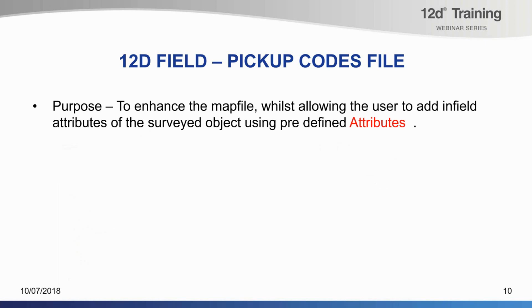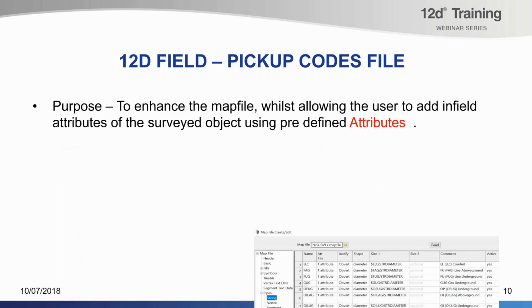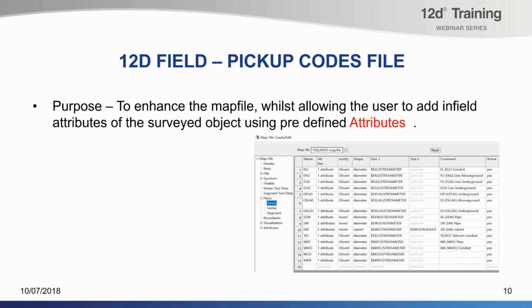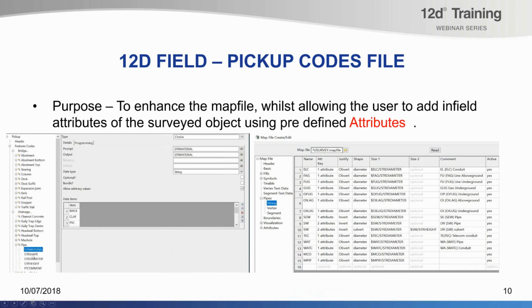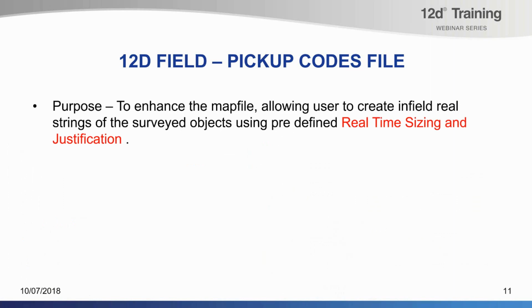Again, the purpose is to enhance the map file whilst allowing the user to add in-field attributes of the surveyed object or information using predefined attributes. So here you've got the map file, in this case, for the pipe strings. And on the left-hand side, we've got our attribute definition file, which gives you the ability to choose the material, brick, clay, PVC, etc., and allows you to set up as a choice box again the items that you would normally use in your pickup or the materials that you'd normally come across, and allows you to place those into and match those up with the map file and add them to them.